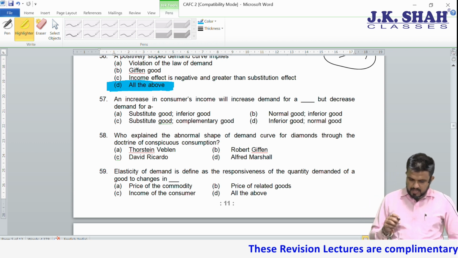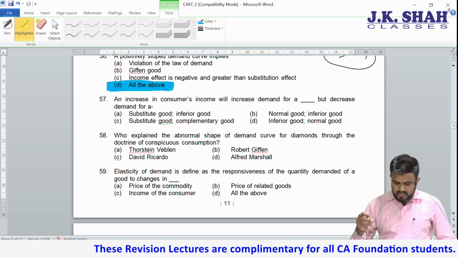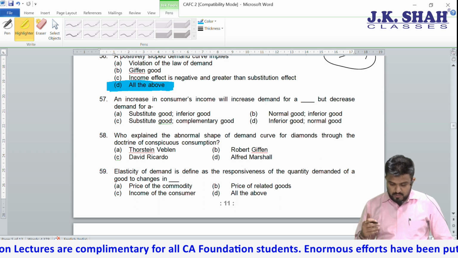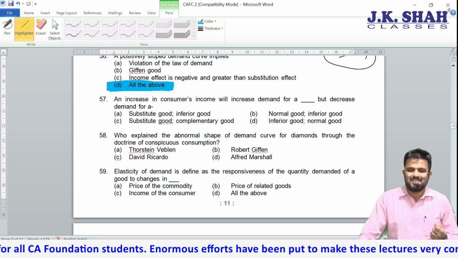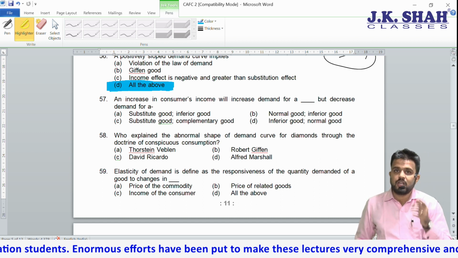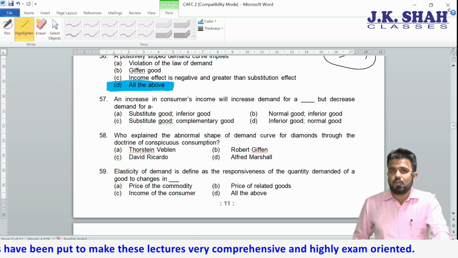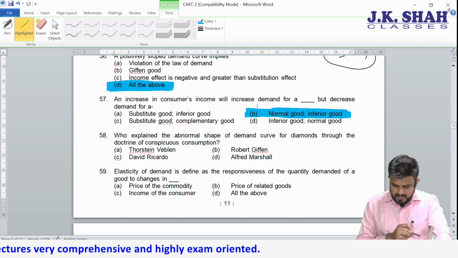57. An increase in consumers' income will increase demand for dash but decrease demand for dash. Now students, an increase in consumers' income will increase demand for normal goods and decrease the demand for inferior goods, because when my income increases, I will not buy poor quality goods. So correct answer is B.